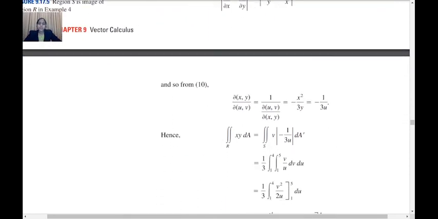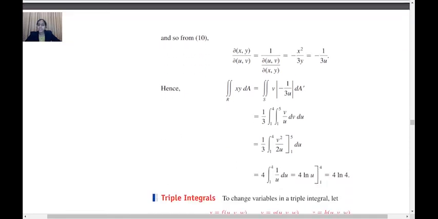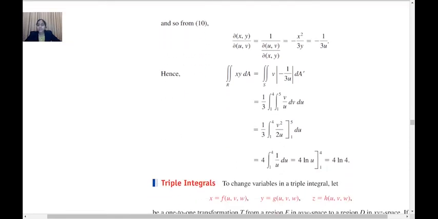So what will be our integral over R of xy dA? The substitution for xy was made by v. So it is the double integral over S of v into the Jacobian minus 1 by 3u into dA dash, where dA dash is dv du. v varies from 1 to 5 and u varies from 1 to 4. So the integration has become very simple. You can easily solve this and the value comes out to be 4 log 4.